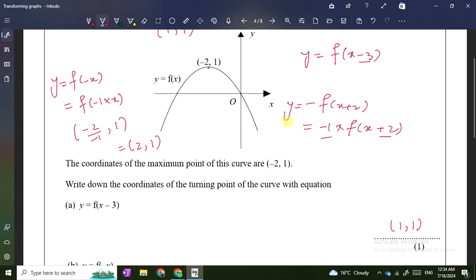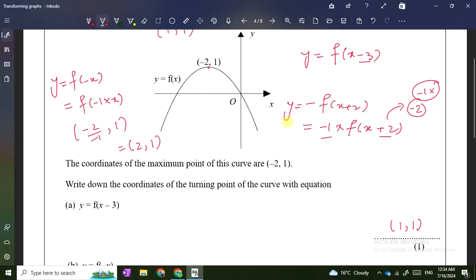So that means there's an addition of 2 inside the function, so we have to take away 2 from the x coordinate, and we need to times by minus 1 to the y coordinate. So we have to do two things.